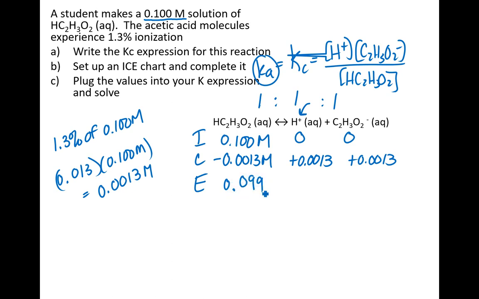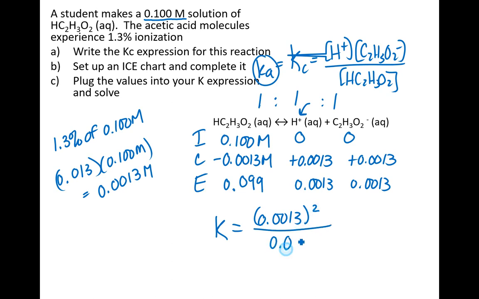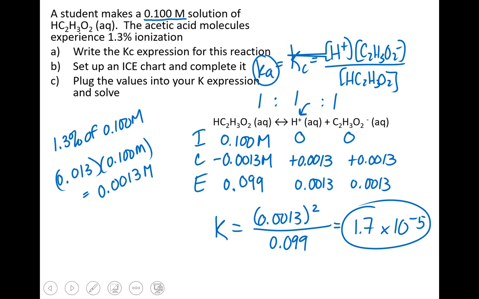So I end up getting 0.099, 0.0013, and 0.0013. Then I'm going to plug these into my K expression, which I wrote. So it's 0.0013 times 0.0013, so I'm just going to write squared, and 0.099, and you end up getting about 1.7 times 10 to the negative fifth. We've got 2 sig figs here. All right. So those are two acid examples.